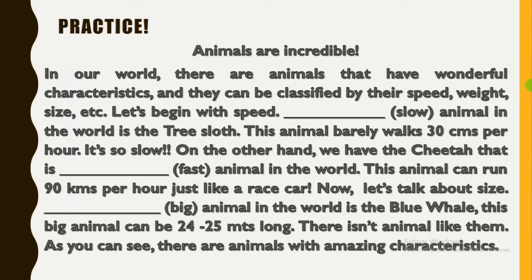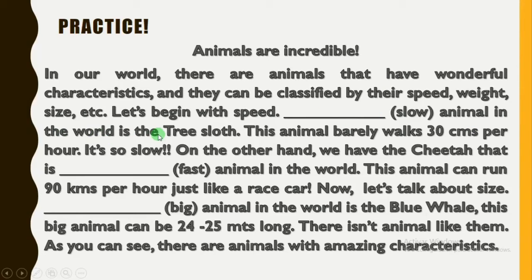Okay, there we have here a practice. We have a text about animals we're going to read. In our world, there are animals that have wonderful characteristics. They can be classified by their speed, weight, size, etc. Let's begin with speed. So here we have slow. The adjective slow, we have to make it superlative. So how can we say slow in superlative?